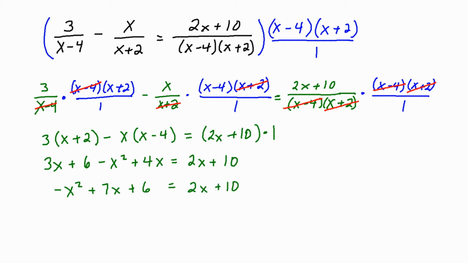Because of my x squared, I need to set it equal to 0. Since it's a negative x squared, I want to get all the terms on the right side of the equals, so I have a positive leading coefficient. 0 equals, adding x squared to both sides, I have a positive x squared. Subtracting 7x from both sides, 2x minus 7x is minus 5x. Subtracting 6 from both sides, 10 minus 6 is a positive 4.